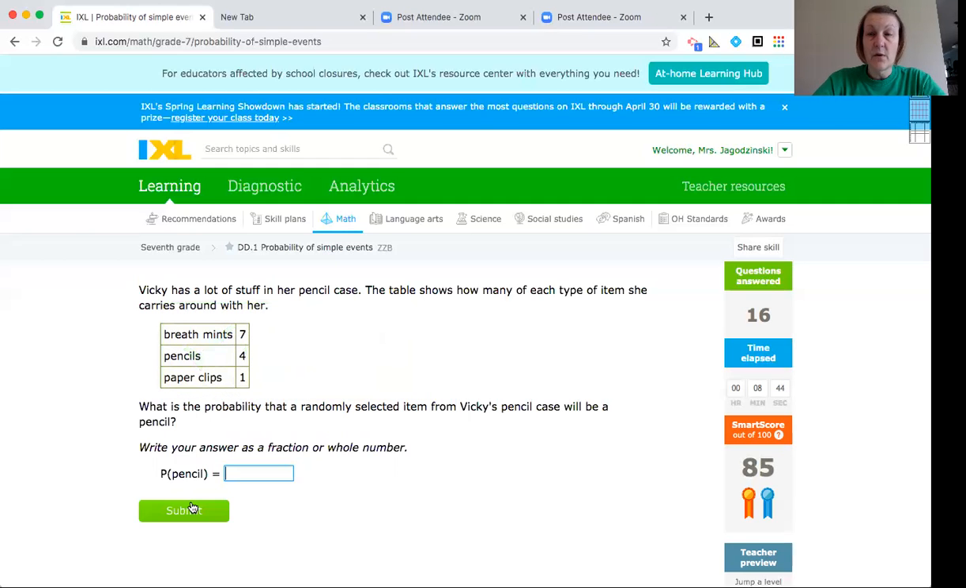So those are the questions from IXL that I know some of you will have some difficulty with. I hope by me going over these with you that it helps you out. And we will continue and learn more about theoretical probability tomorrow.